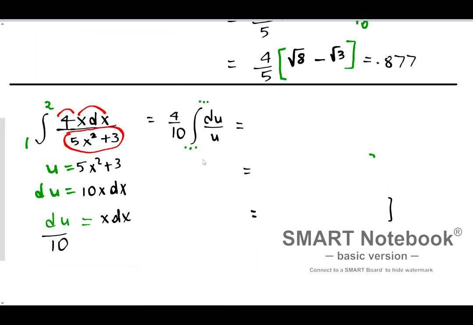Now, how do you do something like this? The integral of du over u. Can you use the power rule here? Well, you could try. You could say, okay, u to the negative 1, add 1 to the power, u to the 0, divide by 0. Okay, wait a minute. We notice it's undefined, right?